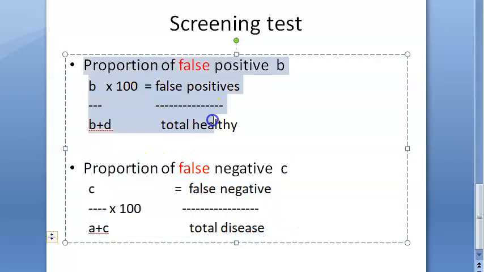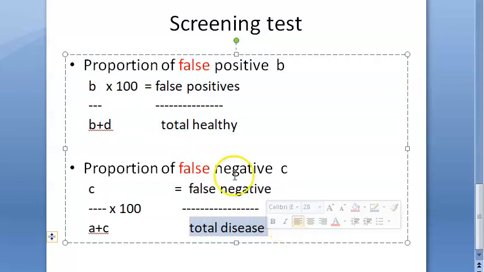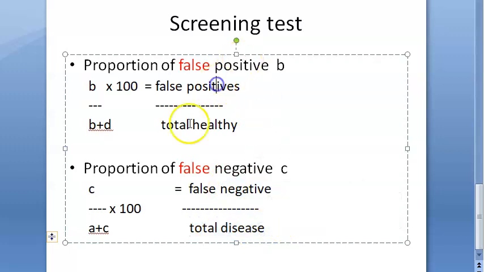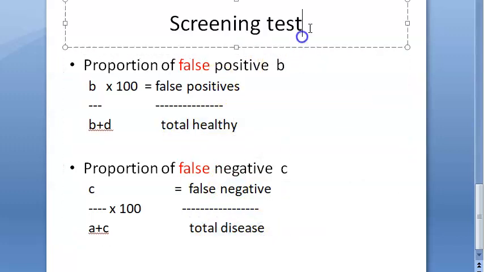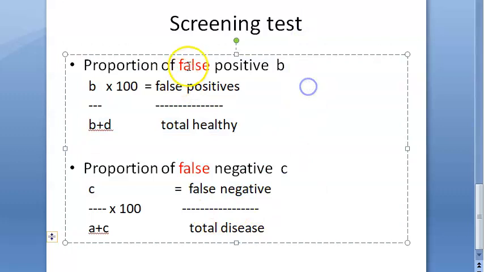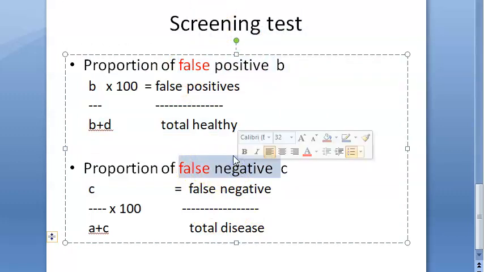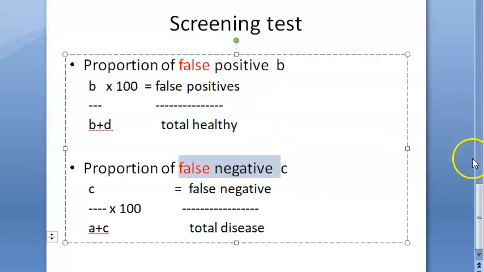These two should be less, isn't it? You don't want false positives among healthy people. You don't want false negatives among total diseased people. You don't want negatives in diseased people. You don't want positives among healthy people. This is proportion. Proportion of false positive should be less. Yes, false positive should be less. False negative should be less. Understood, right? These two should be less.